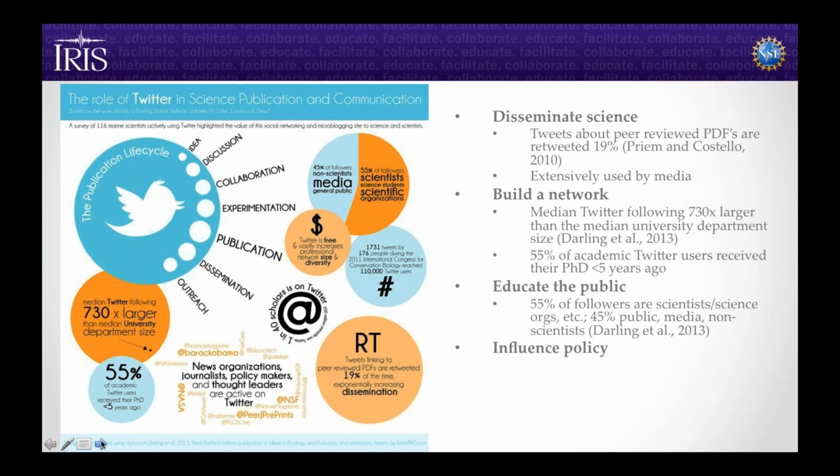The other thing you can do with Twitter is help to influence policy. So Twitter is extensively used by policymakers. All members of Congress have a Twitter account, and staffers are usually looking on Twitter to find people that are influential in the field so that they can follow that research and so that they can make contacts.